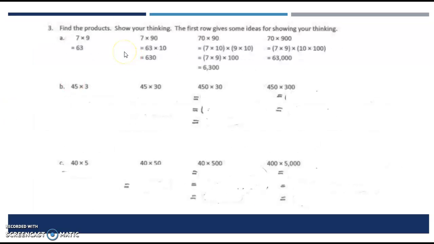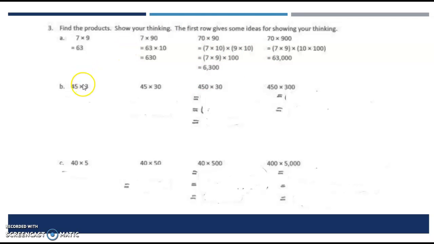The next example is multiplication using, I believe, the associative property. This would be associative. This is what they have. 7 times 9 equals 63. 7 times 90 is 63 times 10, and then 630. They're decomposing. 70 times 90 is 7 times 10 times 9 times 10. 7 times 9 times 100 is 6,300.